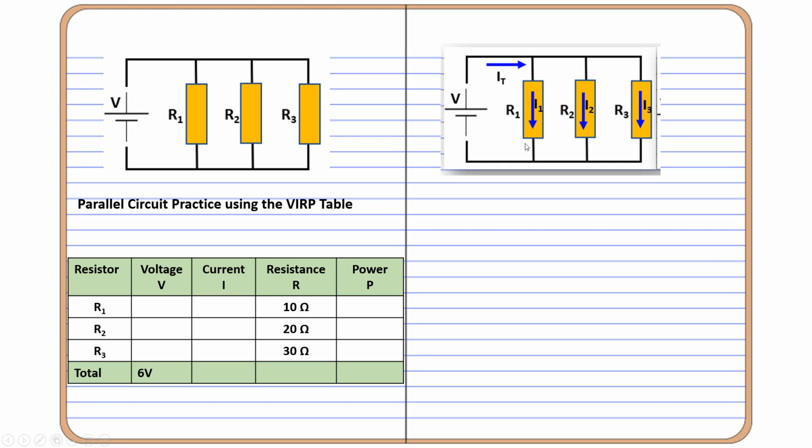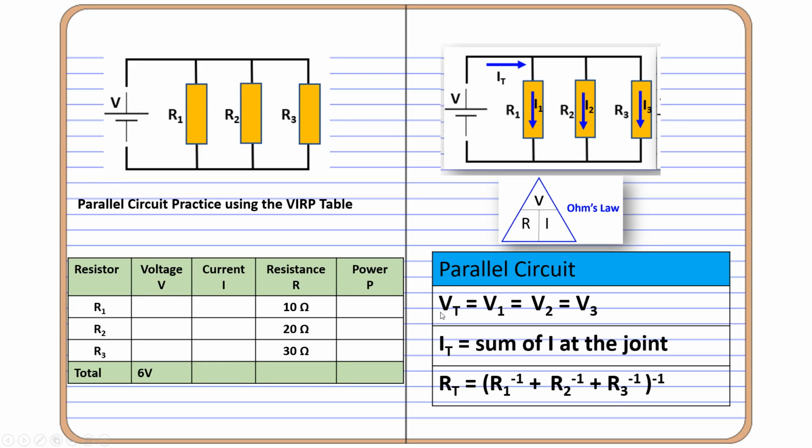This diagram shows the current flowing from R1, R2, and R3 and the total current in this circuit, which is IT. The first equation indicates that the total voltage in a parallel circuit is equal to the voltage drop V1, which is equal to the voltage drop V2, which is equal to the voltage drop V3. This can be verified by just connecting the lines.